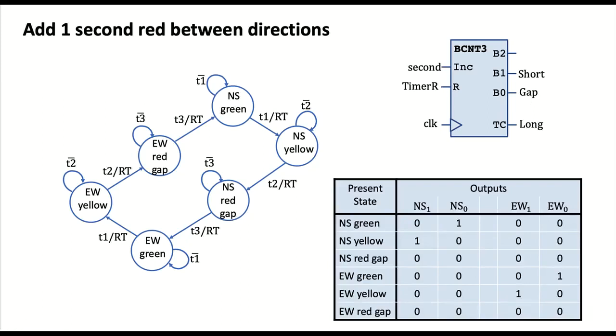And again, the outputs for each of our states are pretty much the same, except now we have the red gap state. We have two red gap states, east-west and north-south. Now these two gap states have the same output, right? All the lights are red, but they're separate states because we need to remember who gets the green light next. We can't merge that into one state because then we would forget which direction gets to go next. So that's remembered by the state machine. These two are not the same.